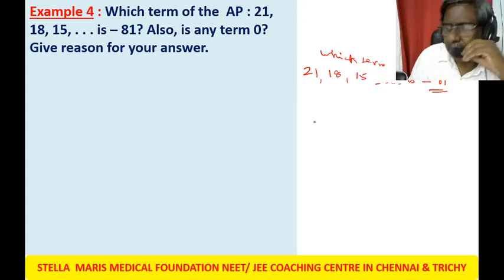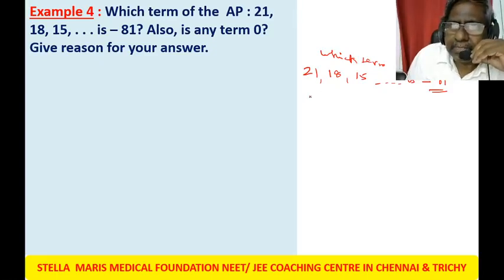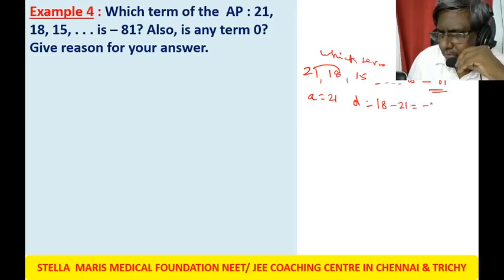We'll put this. See here, A is equal to 21. D is equal to what? This minus this, that is 18 minus 21. That is equal to minus... No, 0. We'll try this, Babu.